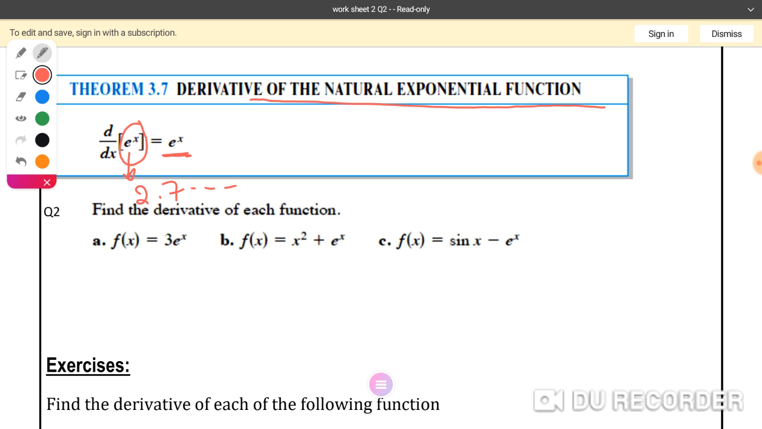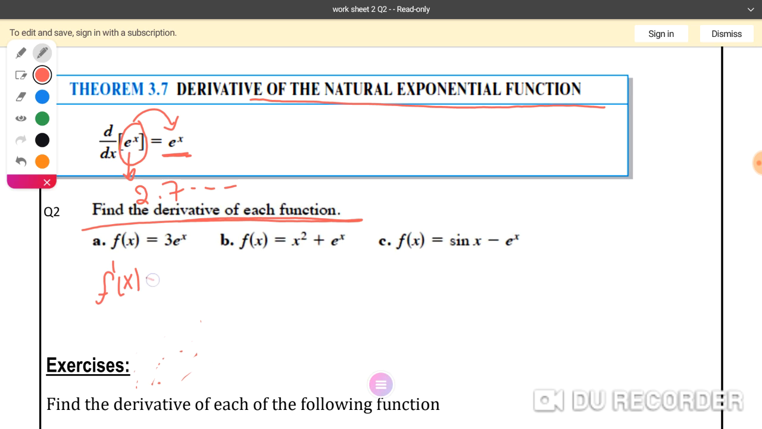Natural exponential function means e to power x. Its derivative is the same. Find the derivative of each function. Just apply the rule. It will be f prime of x. Some of you can write it by using prime or df of x with respect to x. It's up to you to use this form or this form, but I think it's easier for you to write f prime.